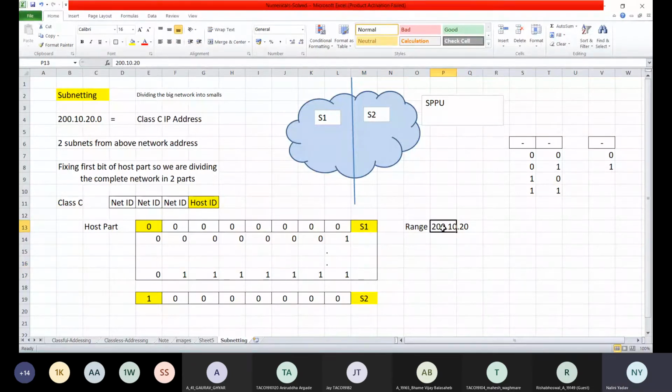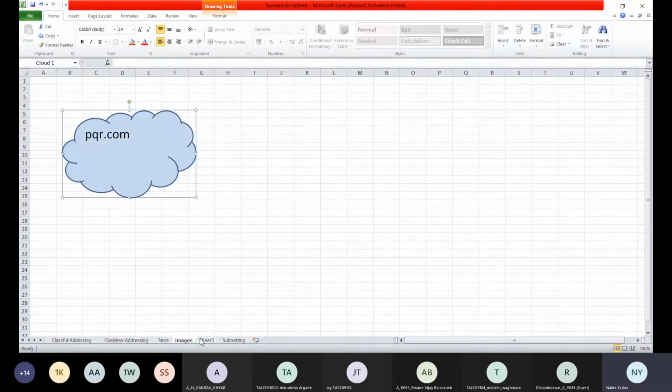So how are you going to give this range of S1? It will be 200.10.20.0. So this will be my starting address. And what will be my ending address? 200.10.20.something. What is this number in decimal? First number is 0 and remaining 7 bits as 1. Okay. So how does it come?